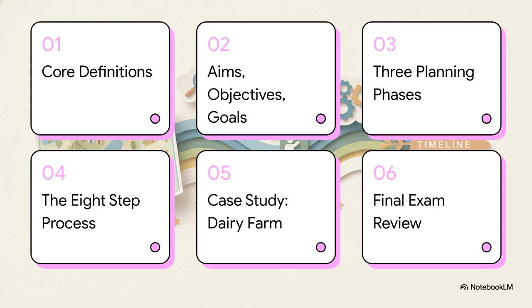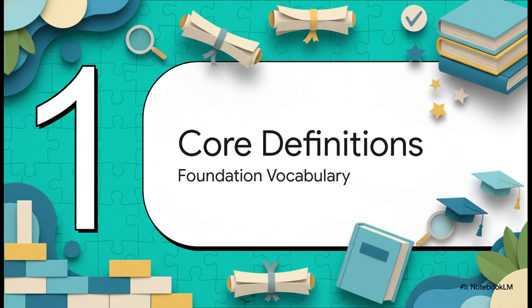We'll be hitting core definitions, untangling aims, objectives, and goals, outlining the 3 planning phases, running through the exact 8-step process, checking out a real-world dairy farming case study, and then wrapping it all up with a rapid-fire final exam review. Section 1. Core definitions to know.